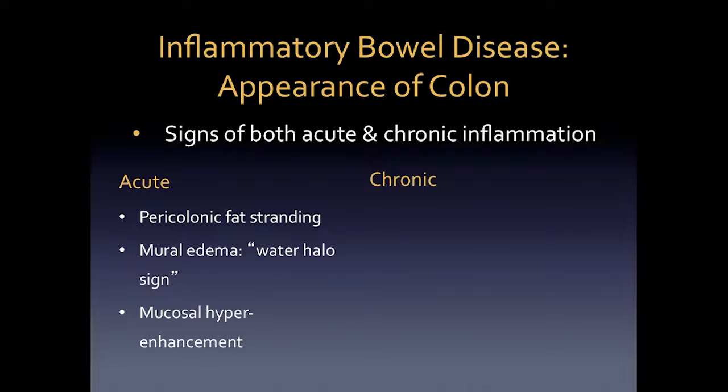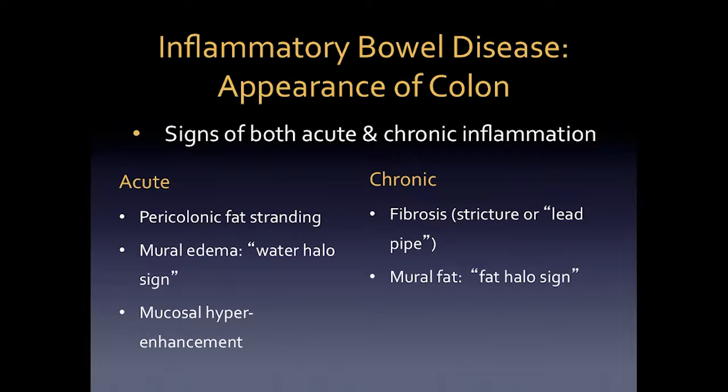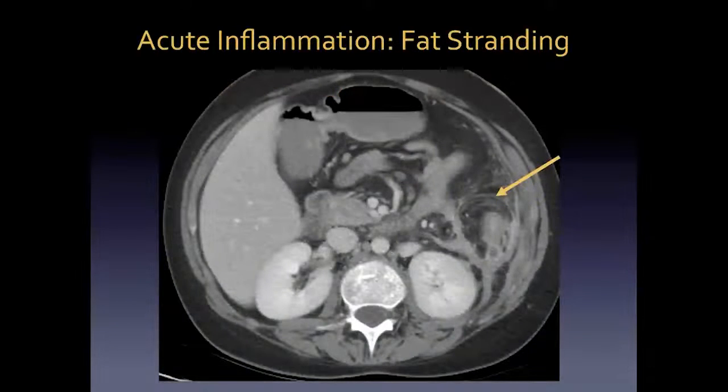Chronic findings that we can look for are fibrosis. And fibrosis can manifest in several different ways in the colon. You can either see focal stricture or a lead pipe or ahaustral appearance of the colon, both signs of fibrosis. You can see mural fat. That's sort of the counterpart to mural edema. That is sometimes known as the fat halo sign. And then also inflammatory pseudopolyps are a sign of chronic inflammation. So let's take a look at each of those.